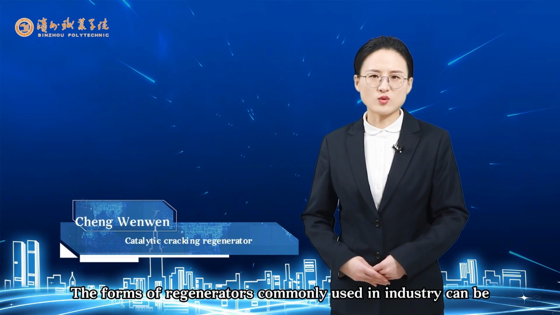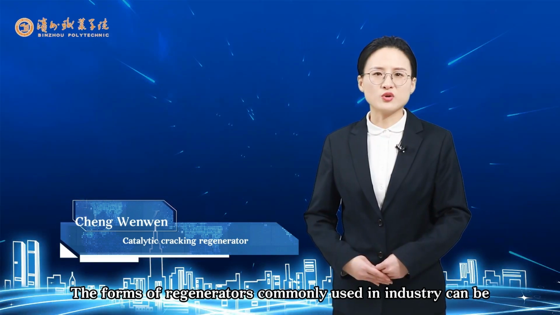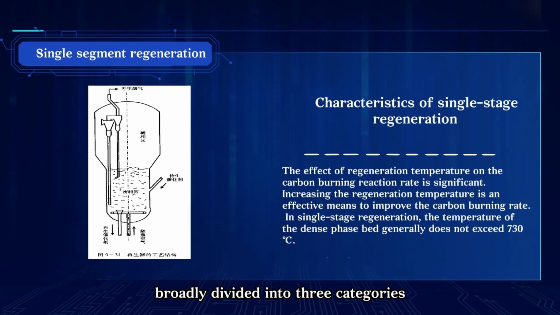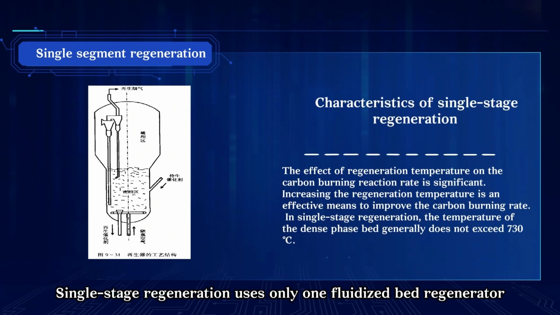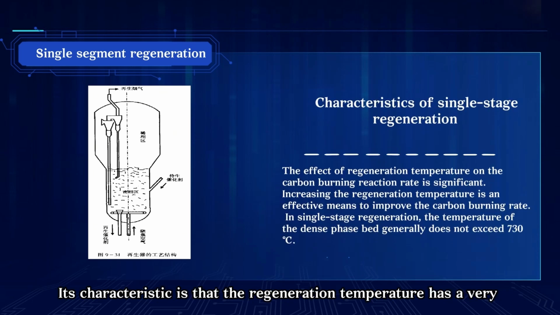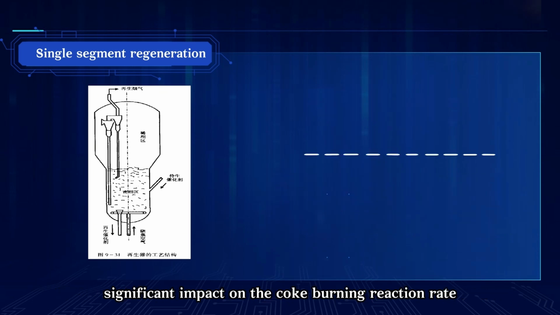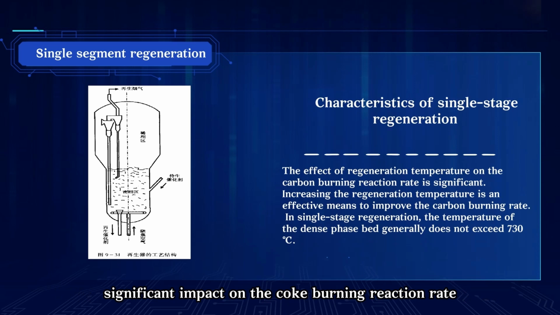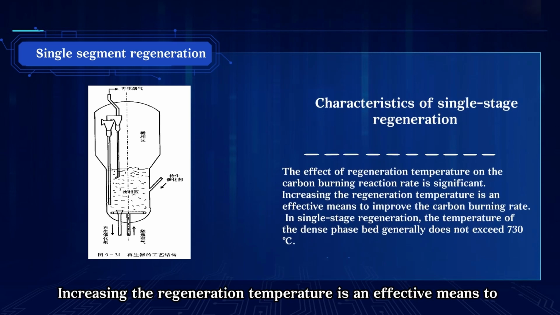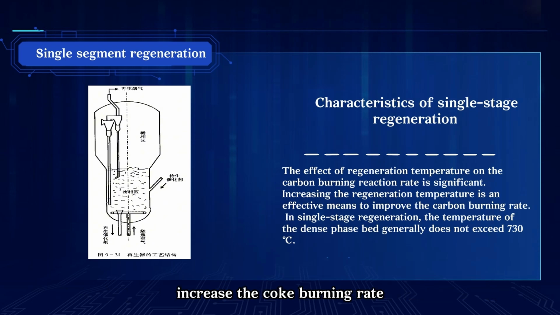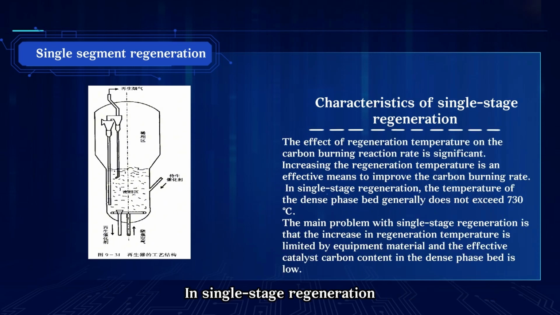The forms of regenerators commonly used in industry can be broadly divided into three categories. Let's first look at single-stage regeneration. Single-stage regeneration uses only one fluidized bed regenerator. Its characteristic is that the regeneration temperature has a very significant impact on the coke burning reaction rate. Increasing the regeneration temperature is an effective means to increase the coke burning rate in single-stage regeneration.